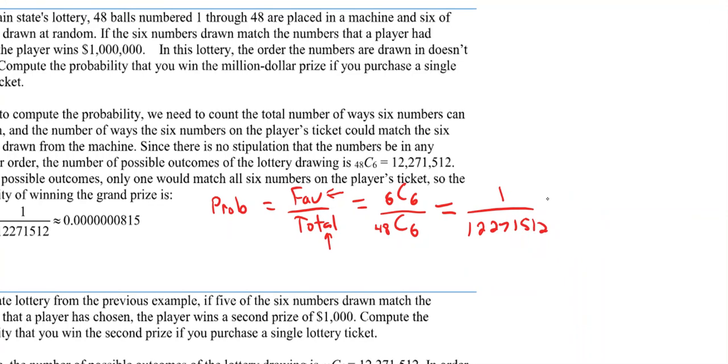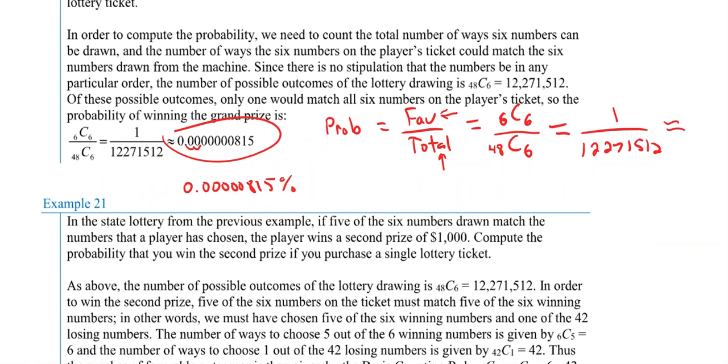And then you can see that we get approximately this number for our probability, which is really bad probability. I guess it wouldn't be quite so bad, because we can move the decimal place over 2 times, so that would be 0.0000815%. So not that bad.